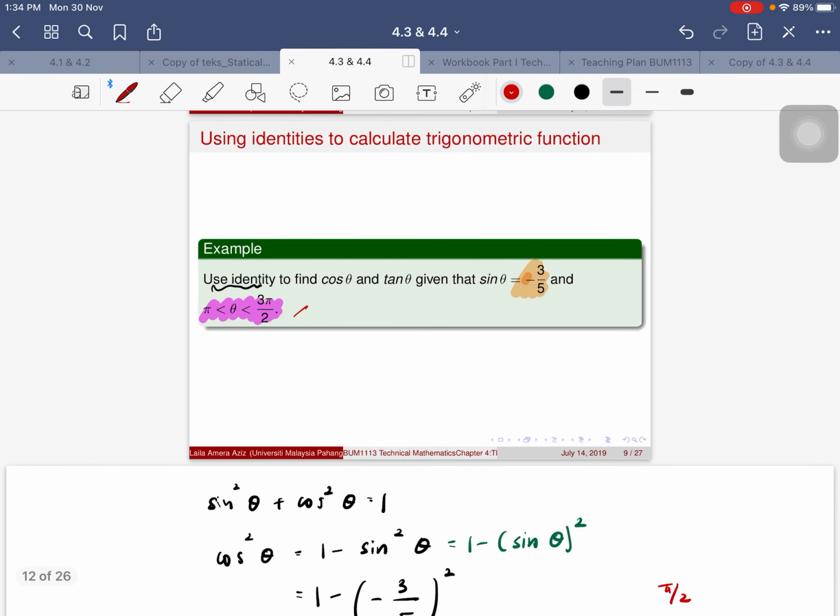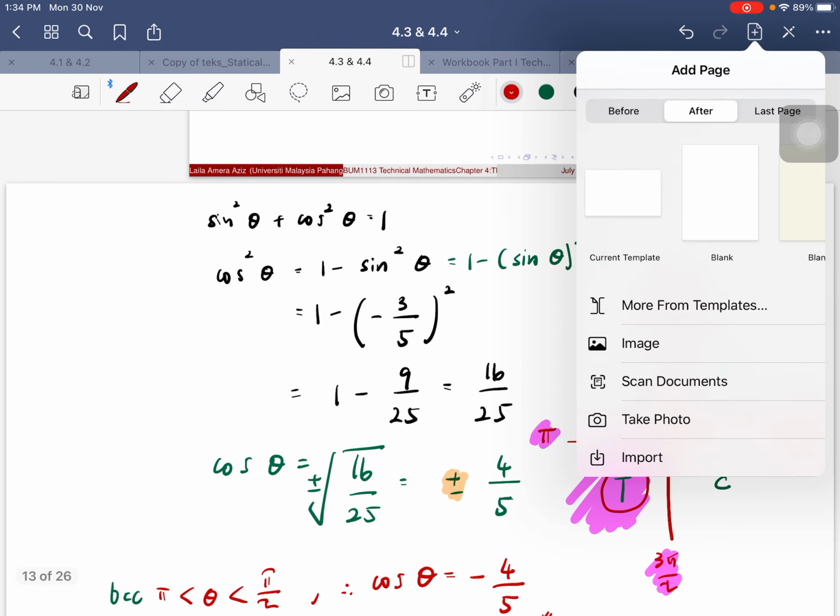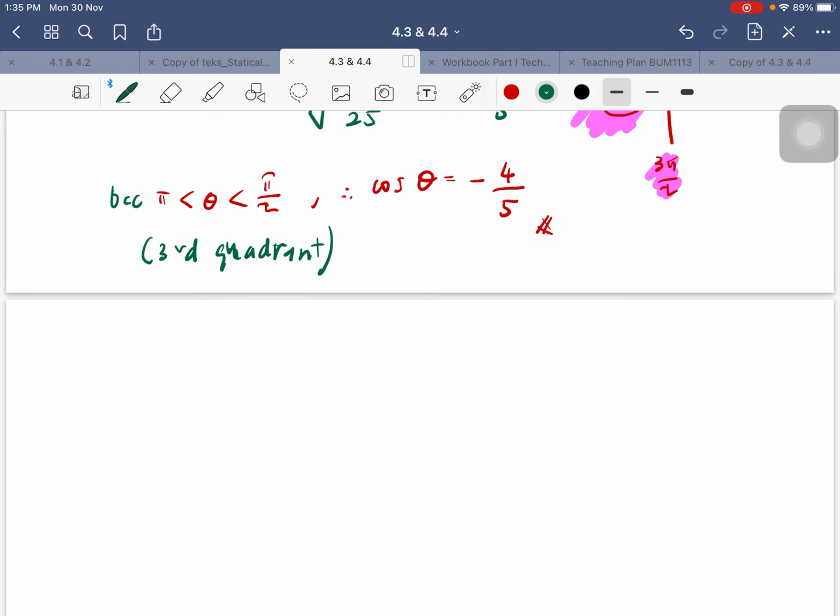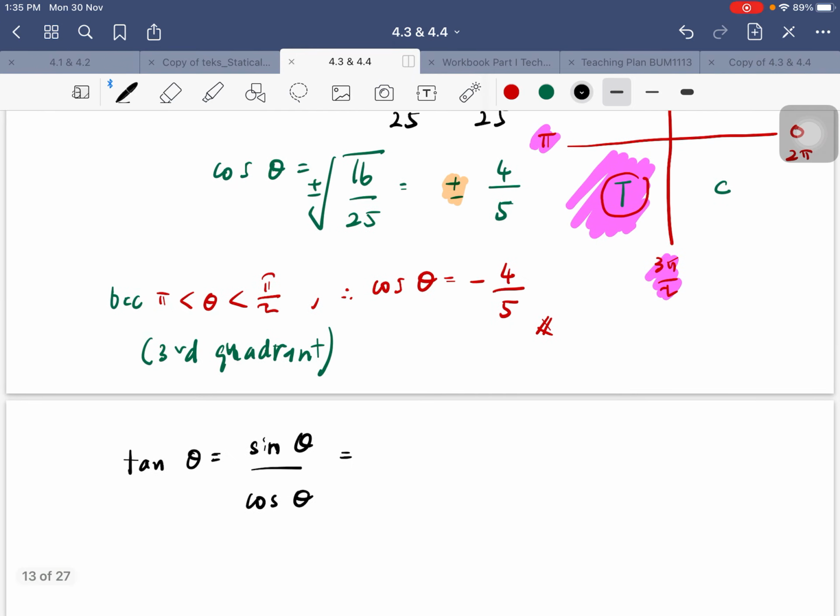But that is not the only thing. The question also asks you to find the tangent of theta. So let me put it down here. According to the formula, tangent of theta is going to equal sine theta over cos of theta. We already have the value from our previous calculation that sine theta is going to equal negative 3 over 5, and cos from our previous calculation up here is going to equal negative 4 over 5. If we simplify this, we get negative 3 over 5 multiplied by negative 5 over 4. So this is going to cancel each other, and we are going to end up with a positive 3 over 4.